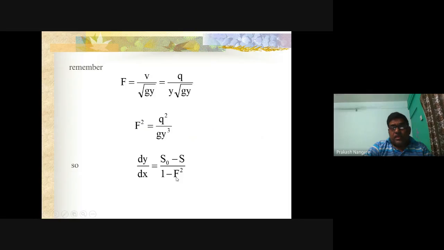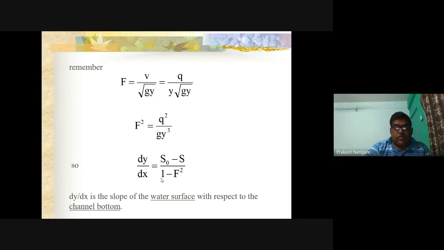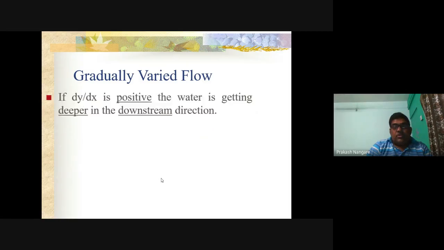Therefore, if you are putting these values, then you will be getting this equation: dy by dx is equal to (S0 minus Sf) by (1 minus Fr squared). Actually, Fr is the symbol for the Froude number. So dy by dx, that means the water surface slope, may be represented as Sw. It is equal to S0 minus Sf divided by 1 minus Fr squared. This is the dynamic equation obtained for gradually varied flow. So dy by dx is the slope of the water surface with respect to the channel bottom.